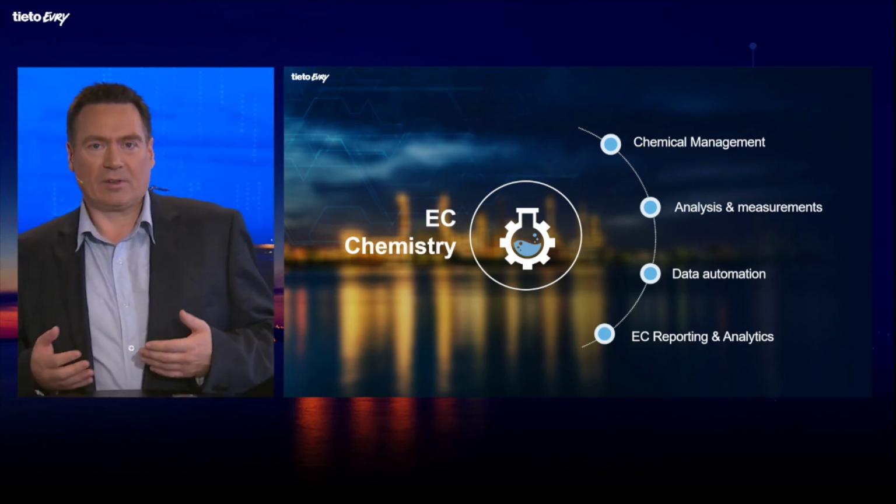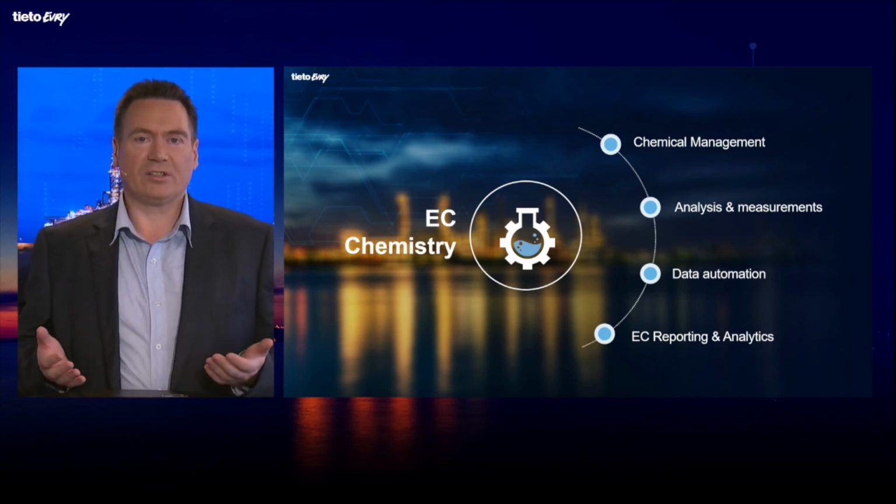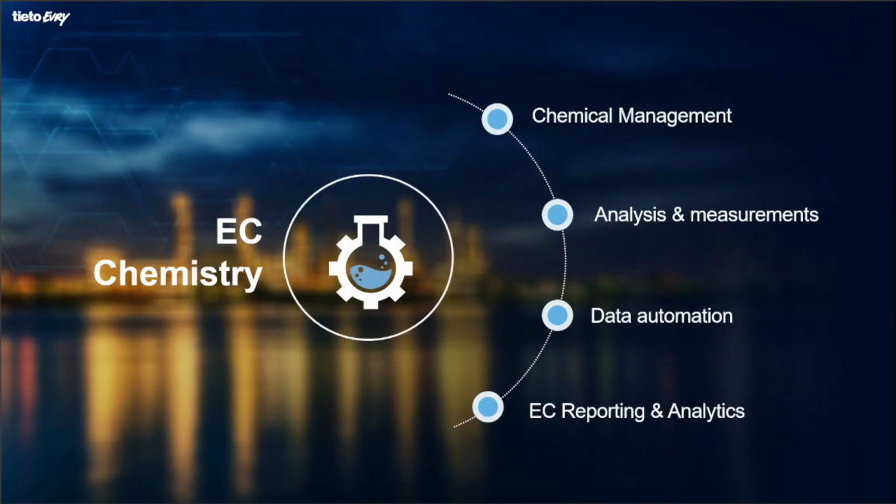Easy chemistry. What is it? Well, it's an extension to EC. It means that it adds something. It doesn't replace anything. It adds more information to what you already have. You know your production, you know your operational parameters. Now you're adding measurements of the complexity of oilfield chemistry with chemical management, knowing your inventories, predicting your inventories, injections, dosage, performance, sampling, analysis, measurements, and bringing all that together using data automations.